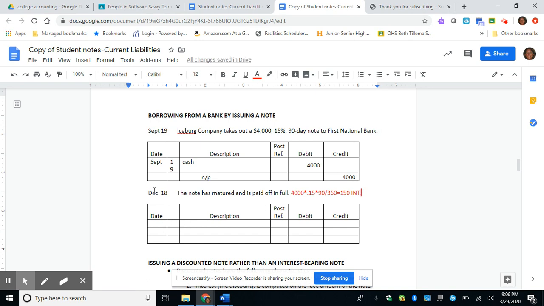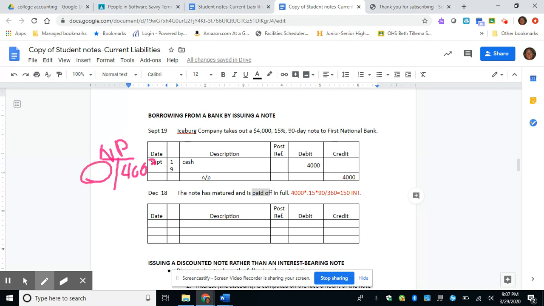So two things are going to happen with a loan. We're either going to pay it or we're going to dishonor it. In this example, we are going to pay it. So you know that we're going to pay cash. So currently we have a note payable in the amount of $4,000.